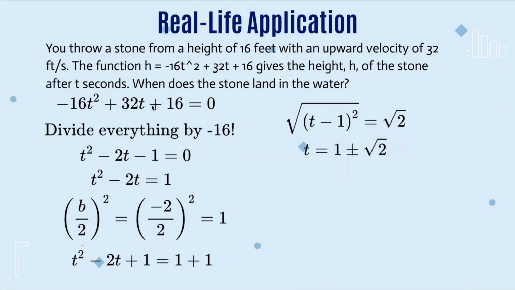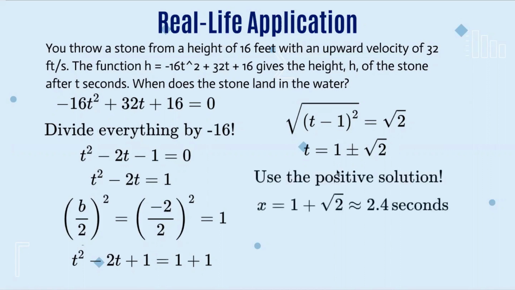Now, if you were to plug in both 1 plus square root 2 and 1 minus square root 2, you would get two different values, one being negative and one being positive. It's not possible to have a negative number of seconds, so make sure you're choosing the positive value. And if you plug in 1 plus square root 2, you'll get approximately 2.4 seconds.